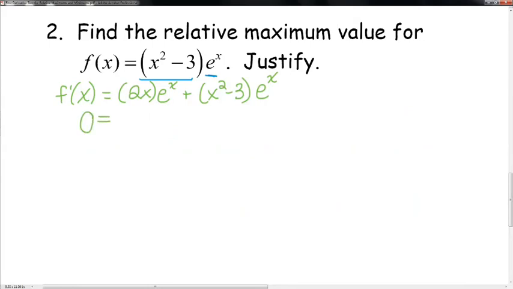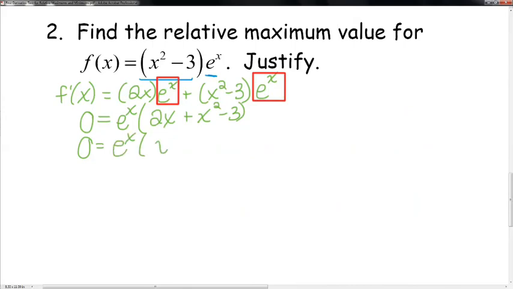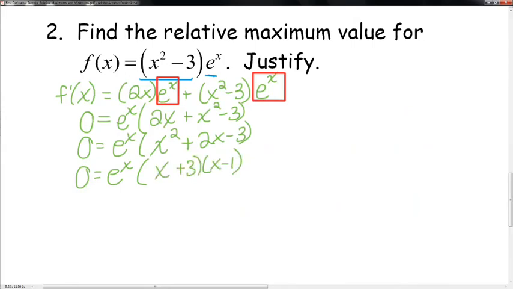And right now, my best bet is to go ahead and factor out an e to the x. Notice how e to the x occurs on both sides of my plus sign. So I can factor that out, which is my greatest common factor right now. So I'm left with 2x plus x squared minus 3. I'm just going to go ahead and rewrite that in order. Alright, so let's go ahead and factor. This will be x plus 3, x minus 1.